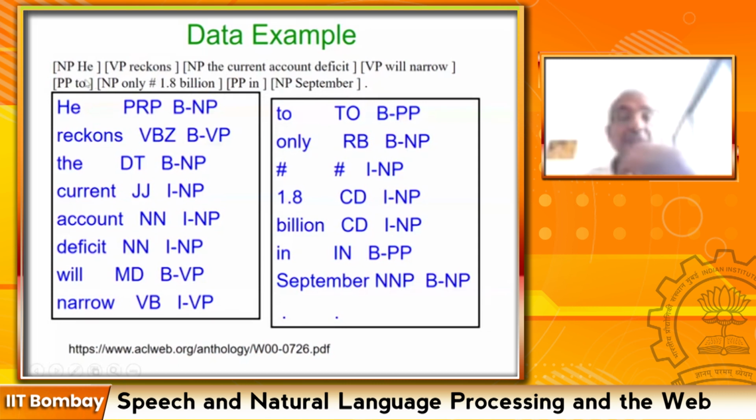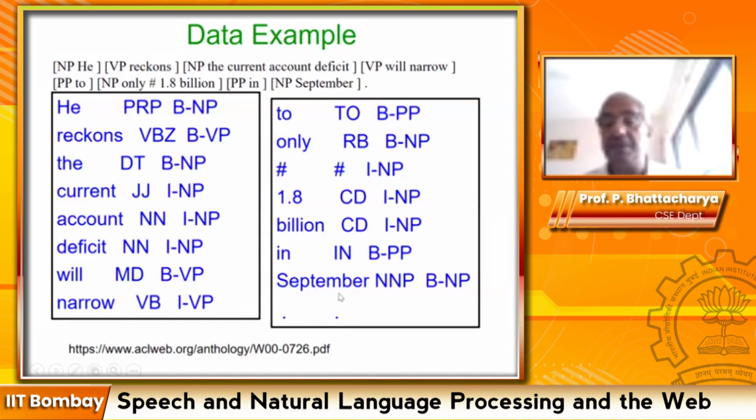Now, he is a personal pronoun. Part of speech is telling me that. Reckons is third person singular number, present tense verb. The is a determiner. Current is an adjective. Account is a noun. Deficit is noun. Will is a modal. Narrow is a verb in base form. To is preposition to, indicated by to. Only is adverb indicated by RB. Hash symbol, 1.8 is cardinal. Billion is cardinal. In is in preposition. September is NNP proper noun. So the part of speech tagging phase is over.